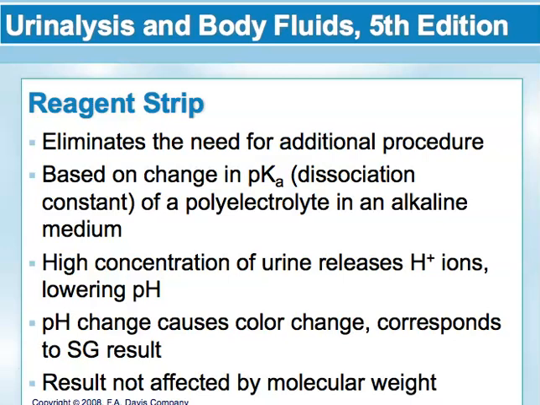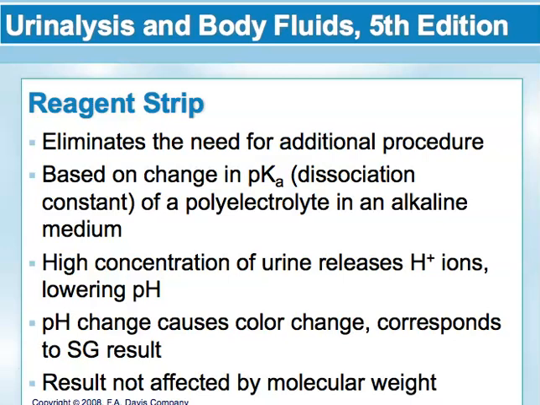And then, of course, the chemical reagent strip, which is an indirect method. So addition of specific gravity testing to the chemical reagent strips eliminated the need for performing an additional separate procedure. The reagent strip reaction is based on the change in dissociation constant of a polyelectrolyte in an alkaline medium. So the higher the concentration of the urine, the more hydrogen ions are released, which then lowers the pH.